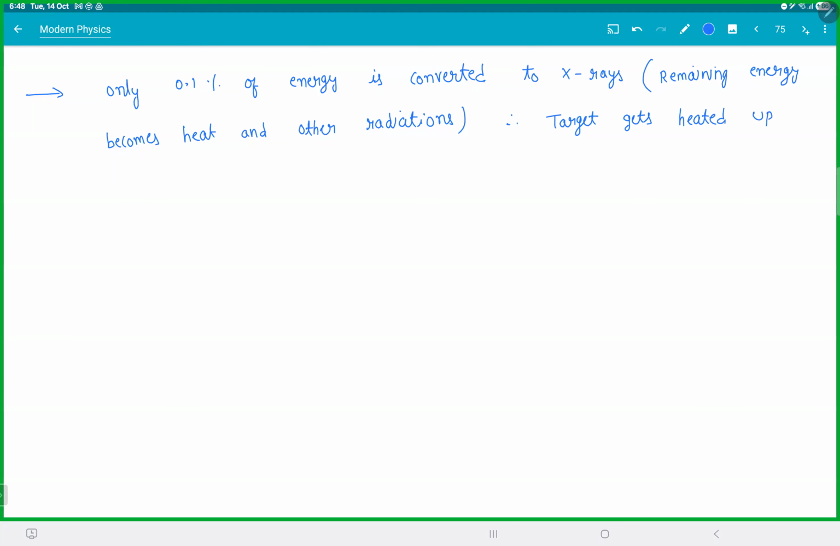So now you tell me, if it is going to get heated up, the target should be made of what kind of material? Should it have high conductivity or low conductivity? When the coolant comes and goes over it, you want the heat to be removed fast or removed slowly? You want the heat to be removed fast, isn't it? So it should have high conductivity.